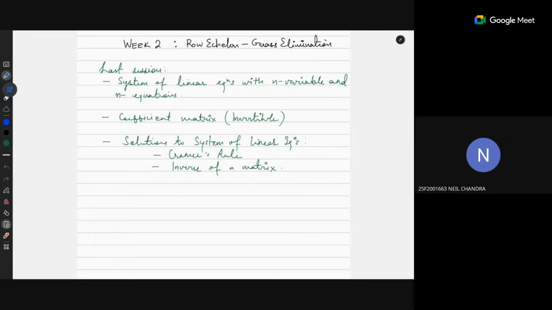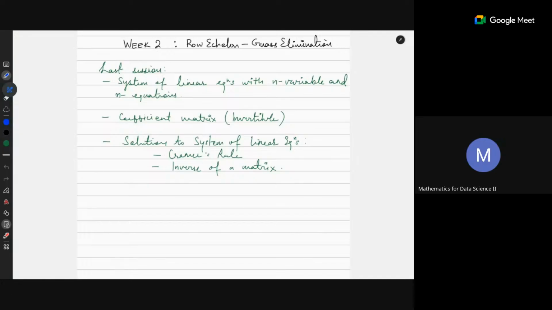Sir, I just want to confirm one thing, that we will use this row echelon Gauss elimination when the determinant of the coefficient matrix is 0. Yes, but it doesn't stop there. You can always use it when it is non-zero also. So it is not only the case when it is zero.